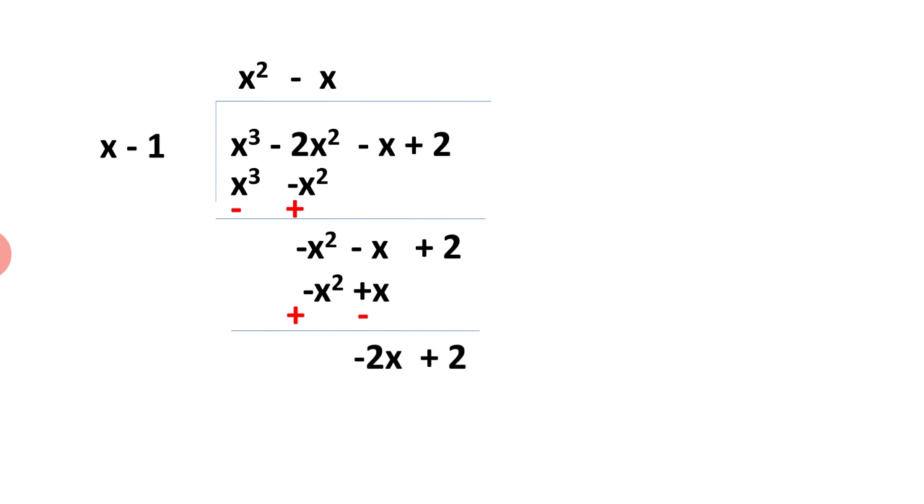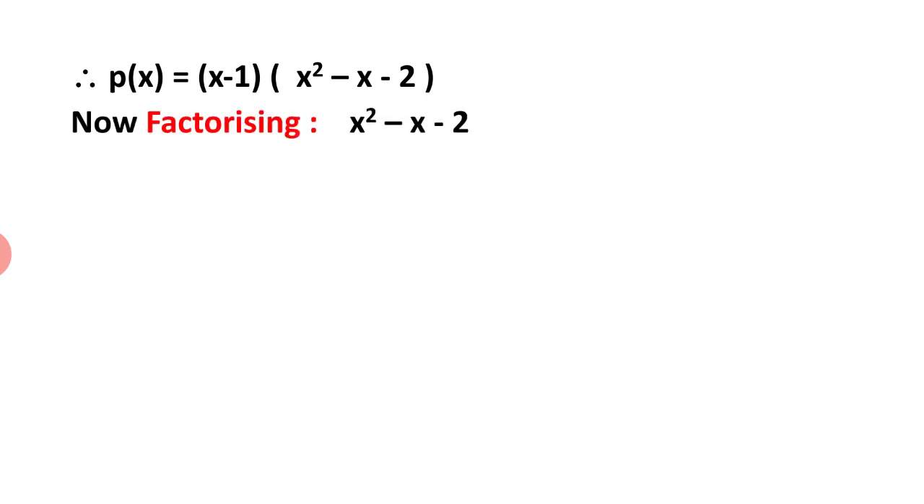Now minus 2x upon x will be minus 2. So it will be minus 2x plus 2. Subtraction, and you get the remainder as 0. So this is confirmation that x minus 1 is a factor of the given polynomial. And what is the other factor? x square minus x minus 2. So we write down p of x is equal to x minus 1 into x square minus x minus 2.